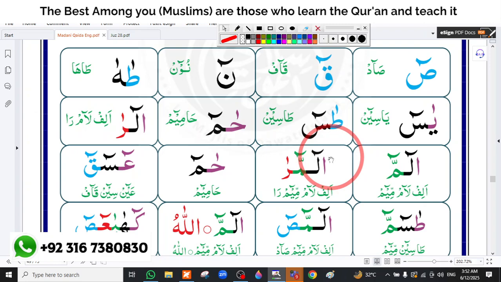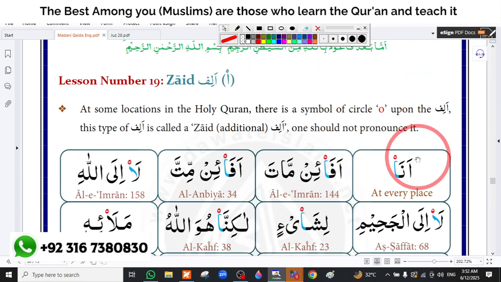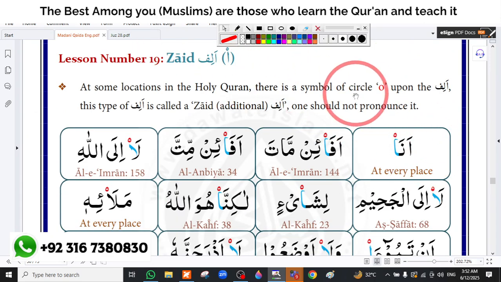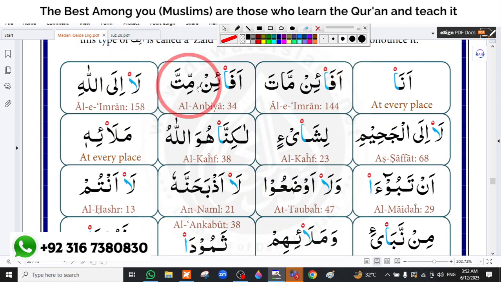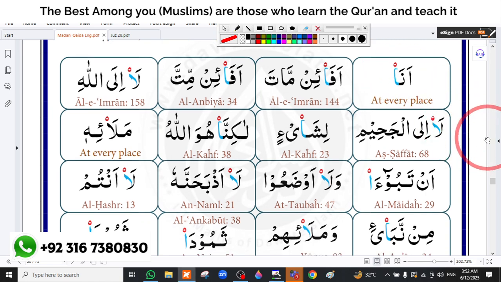Okay, this is zaid alif. What do you know about zaid alif? Can you say it louder? I will be able to hear that. Basically we don't say it, but in English it just adds to the meaning. So, do we read this alif or not? Okay, and how do you identify this alif? When it has a circle on top. Perfect.